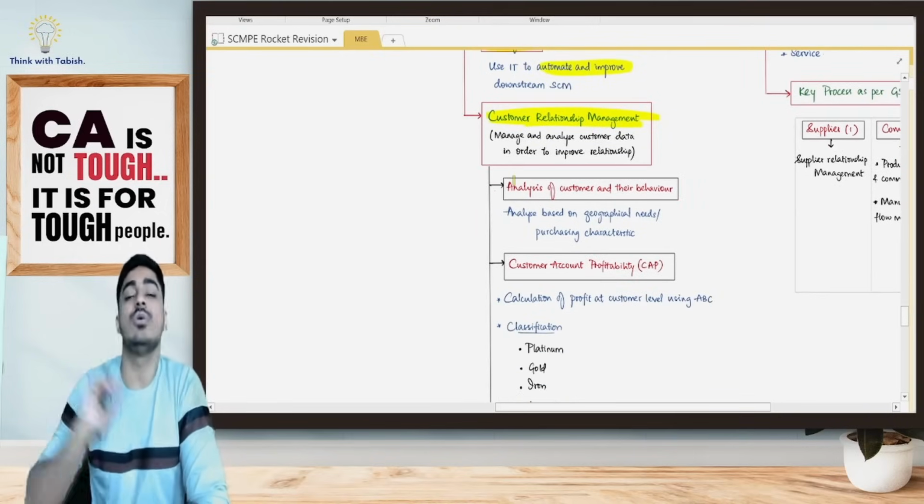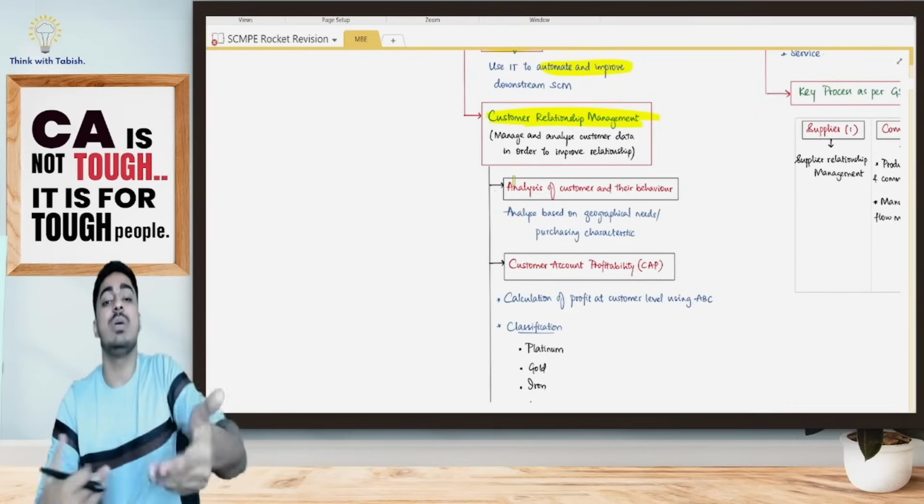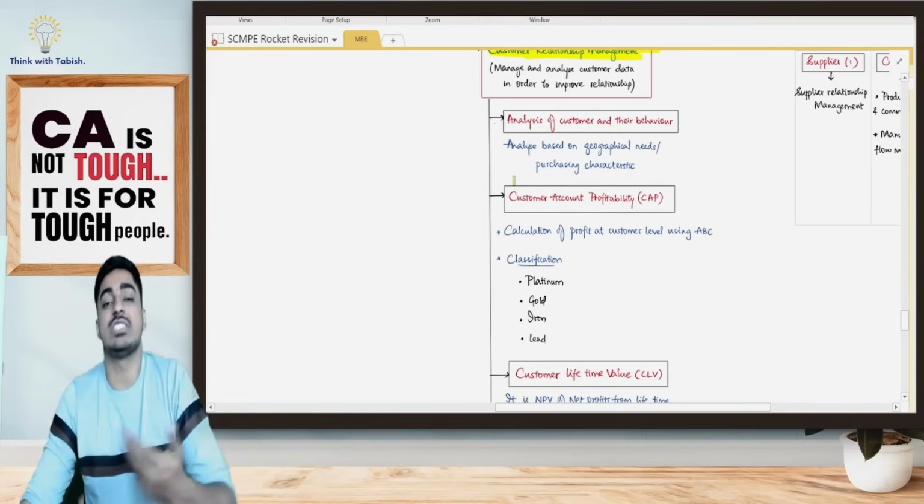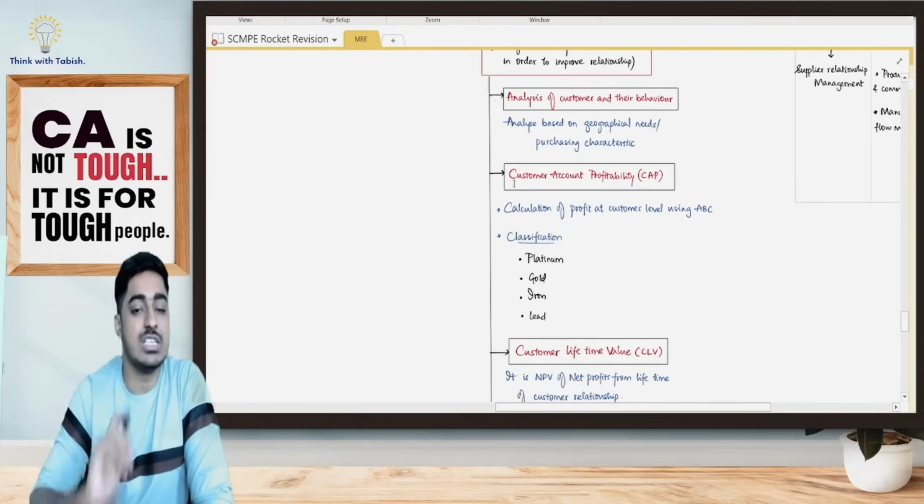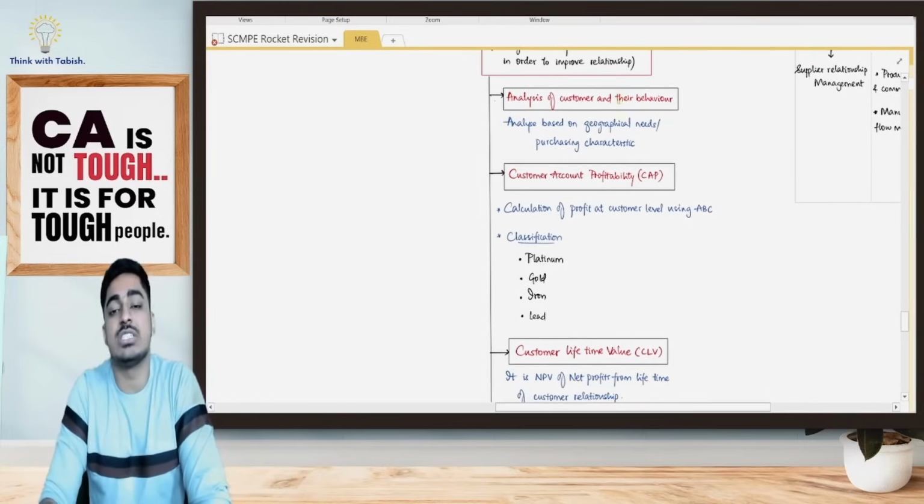How do we maintain a good relationship? Okay, I've got my customer. How do I maintain a good relationship? Which all customers should I be retaining? Four things we have to be doing. Firstly, analyze your customer and their behavior.